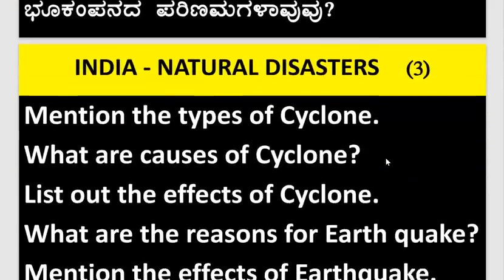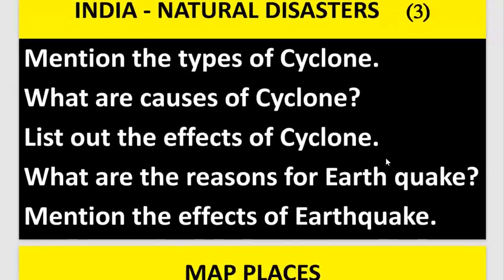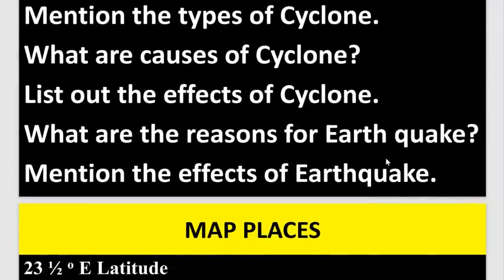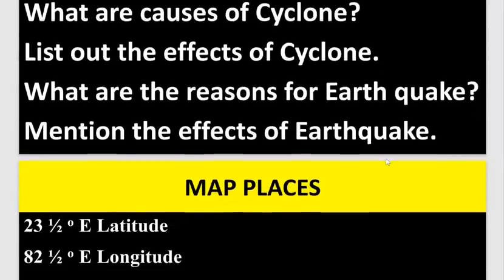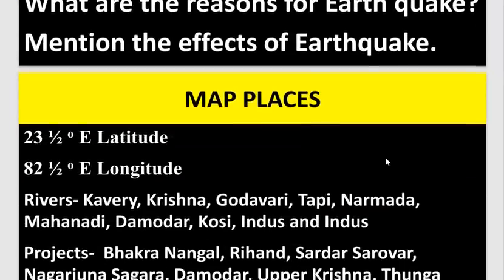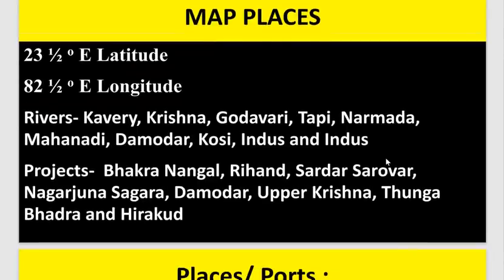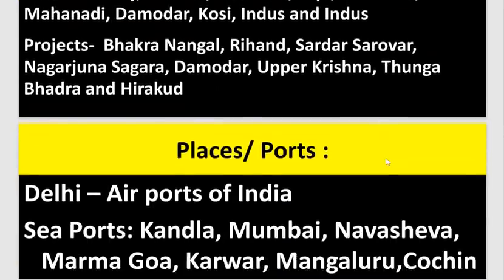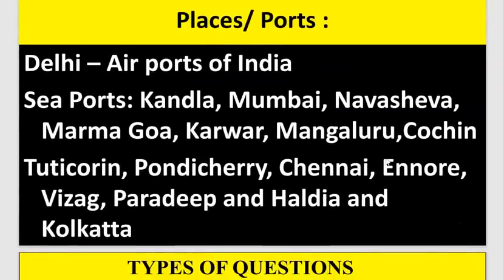Next, India natural disasters. Mention the types of cyclone. What are the causes of cyclone? List out the effects of cyclone. What are the reasons for earthquake? Mention the effects of earthquake. And these are the map places. Already we have covered places and ports.